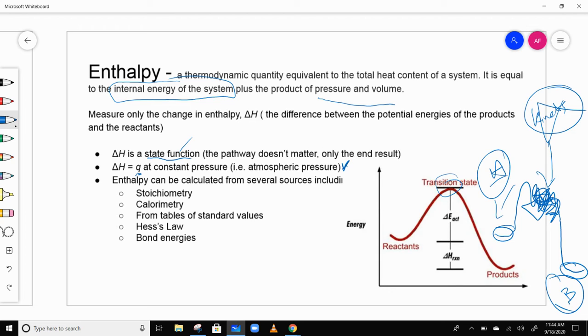Okay, and we're going to be able to calculate enthalpy a number of different ways: stoichiometrically, using calorimetry, from tables of standard values, Hess's law, and bond energies. A bunch of different ways. I'm going to show you how to do each one of those. Today, we're probably only going to get to calorimetry.